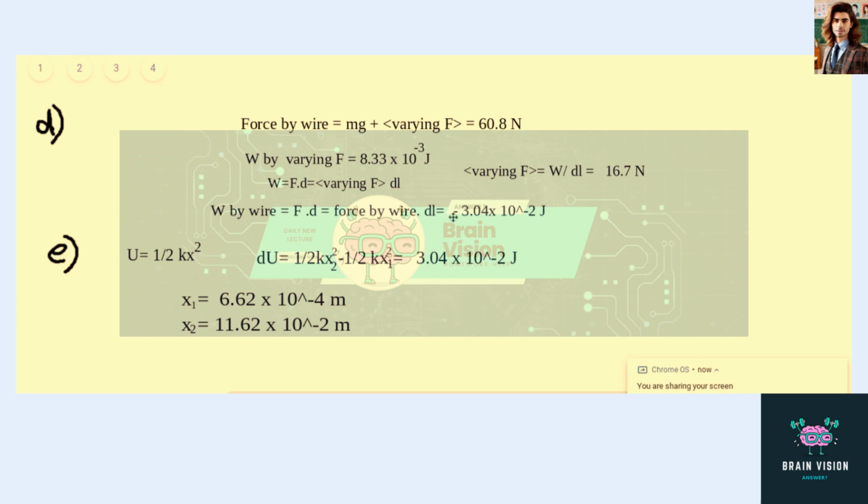So as you can see, the work done by the wire is negative of the change in potential energy. So from here we can say that the tensile force is conserved.